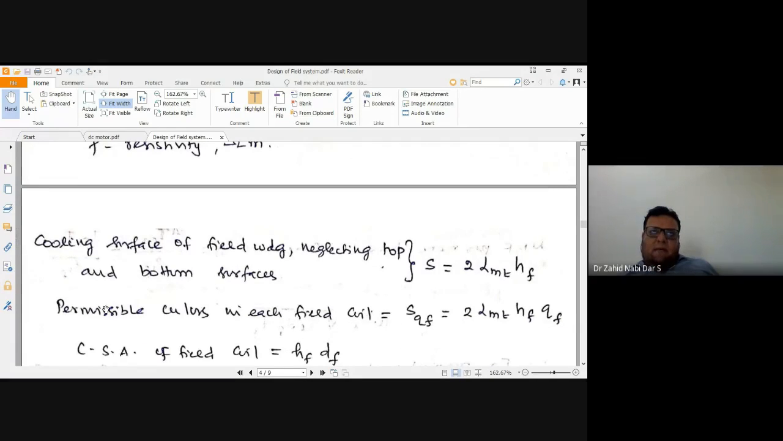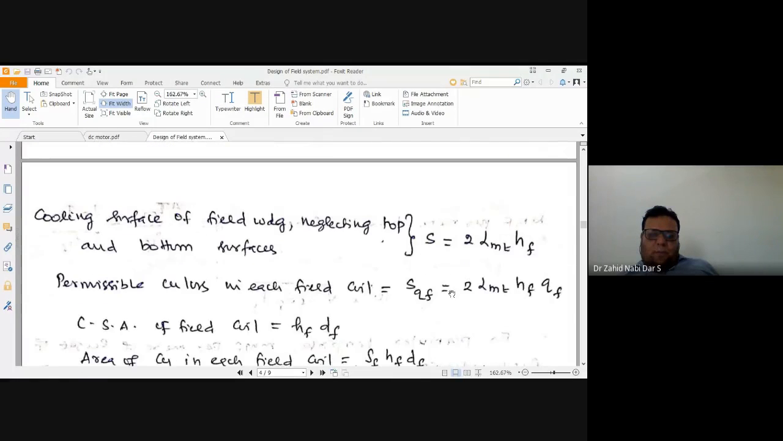So we'll get the surface of a rectangle. How do we get the total surface area? Total surface area we will consider as twice length into breadth, because we have a rectangular cross section on both the sides. So it would be twice length into height. So, permissible copper loss in each field coil.